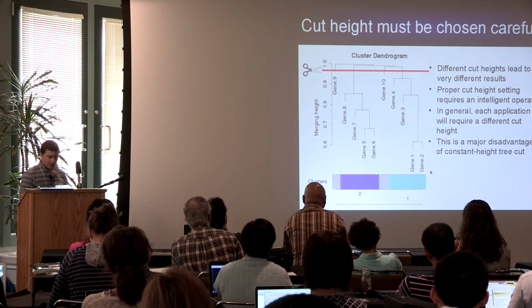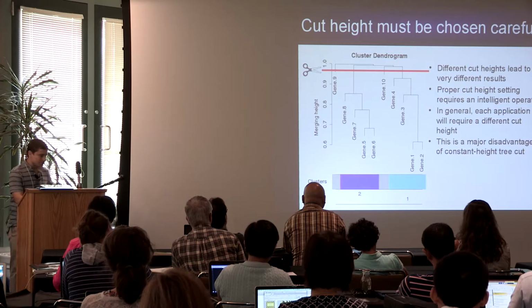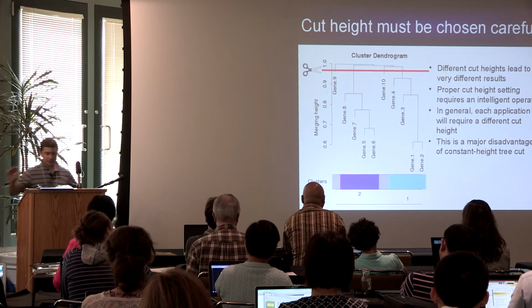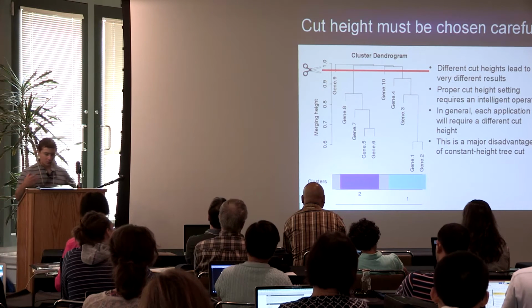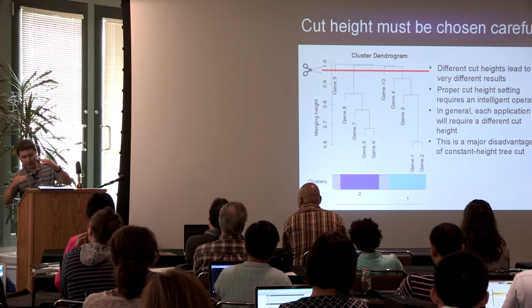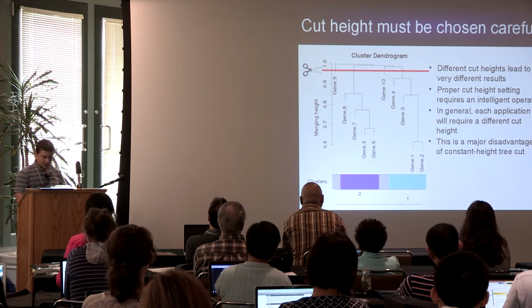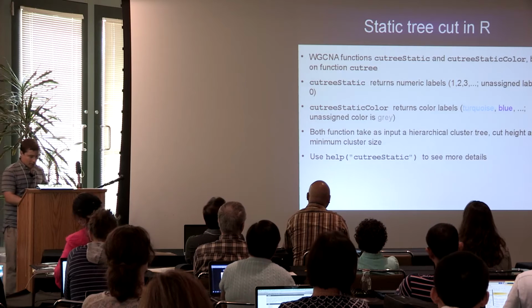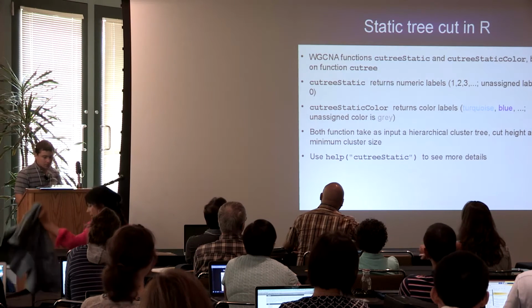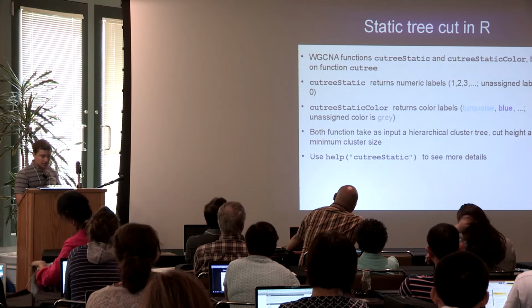In general, each application will require a different cut height. And so it's hard to do a comparative analysis where you have several data sets and you want to compare modules and, well, if I choose the cut height this way, I get very good overlap, this way, very poor. It's not that good. Now, nevertheless, it's used, and we also use it when it's appropriate.